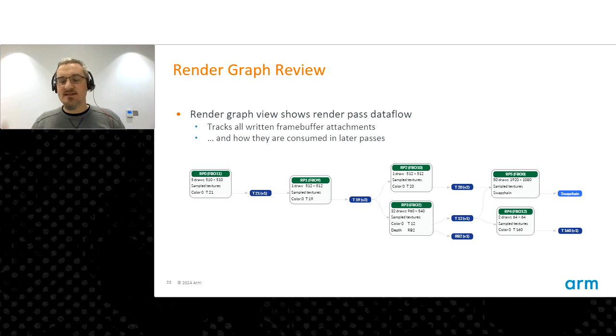In terms of what we have today, we have the render graph view. So we track the render passes that are inside an application. We see the attachment reads and attachment writes, and we can show you the data flow within a frame. So how are things related? Are there things that aren't necessarily useful?